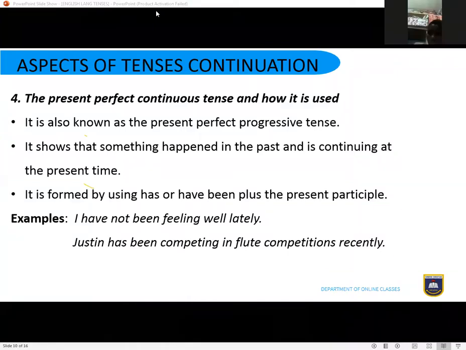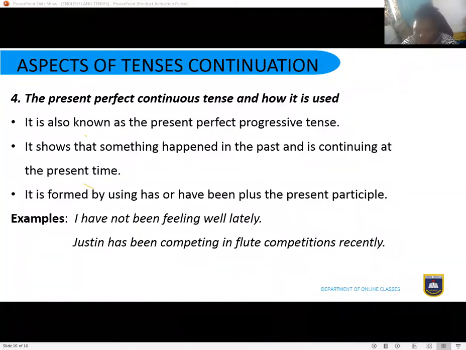And the last one is, it is formed by using has. Now, how do we form this present perfect continuous tense? It is formed by using has or have been, plus the present participle form of the verb. All right, any question before we proceed?